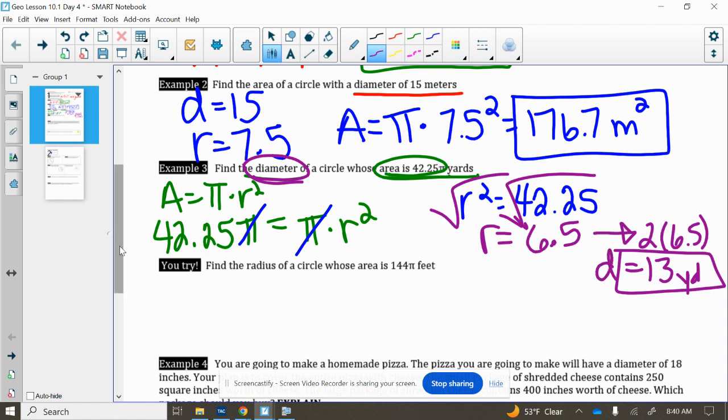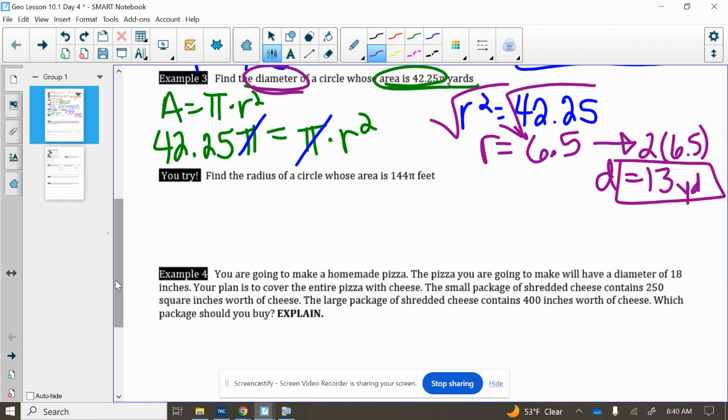All right, we have an example for you to try with one of the work backwards problems. This time your area is 144 pi. You are finding the radius.